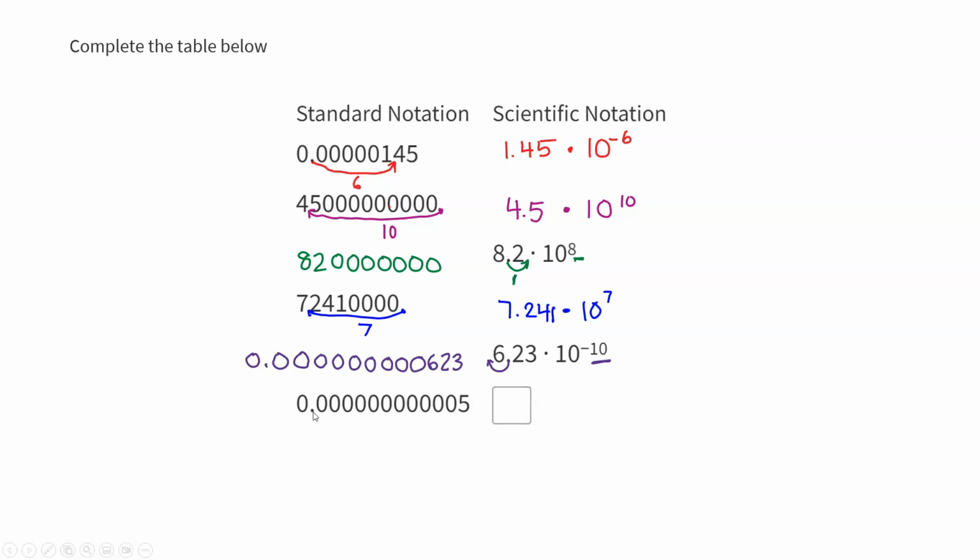Here you have a small number, so you're going to have some number times 10 to a negative exponent. You want to move this decimal point to this position here after the 5, so you have 5 times 10. Well, you move this 12 spaces, so it should be times 10 to the negative 12.